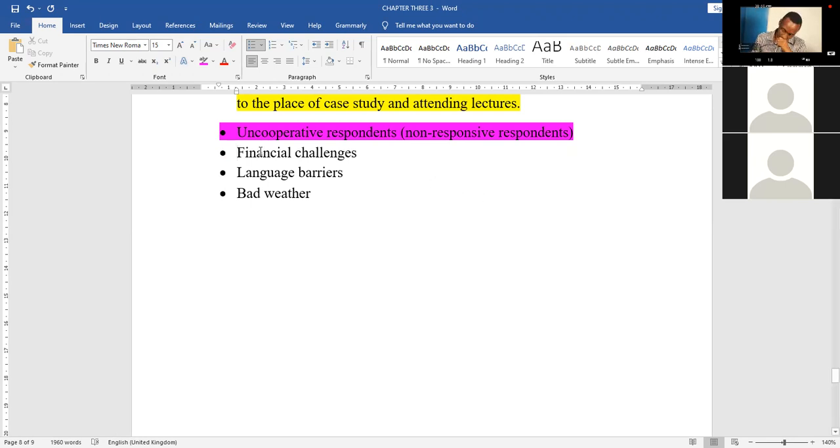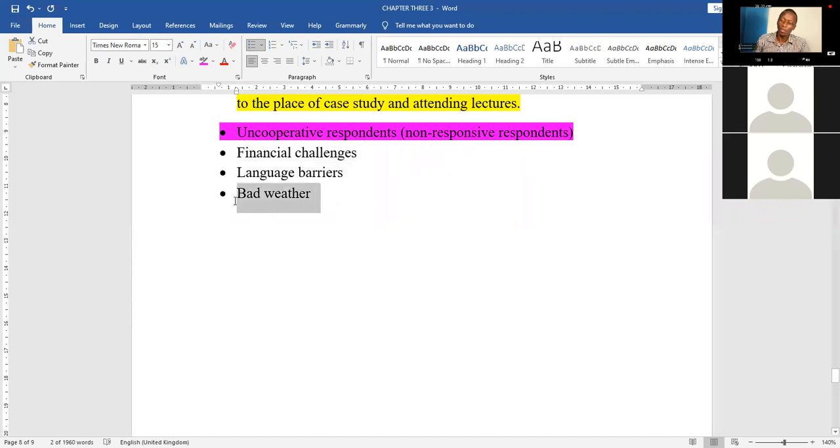Then another one is financial challenges. For instance, if you are carrying out research in a place which is at a very far distance, then you have to incur a lot of money in transport. That is going to be financial challenges. Then you can also have another challenge of language barrier. If you are going to give questionnaires to people who are not educated, and the questionnaires are in English, then you are going to have issues of language barrier.